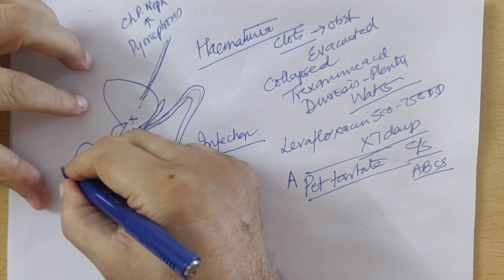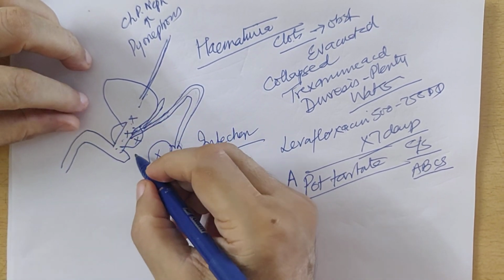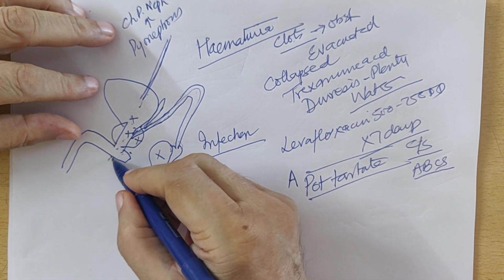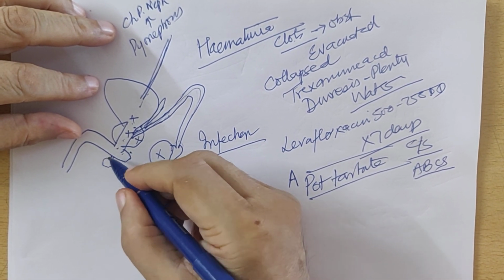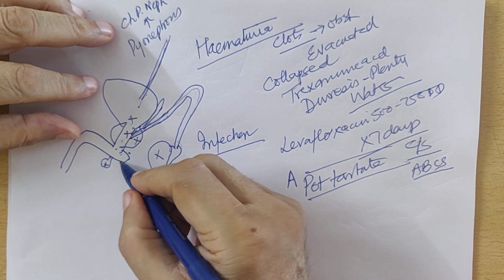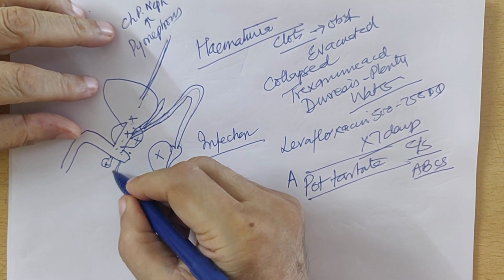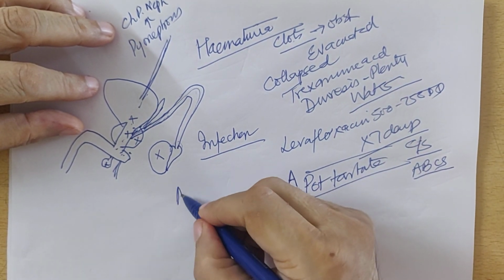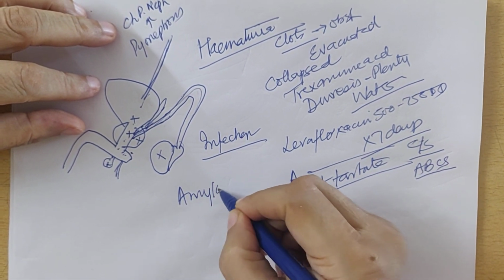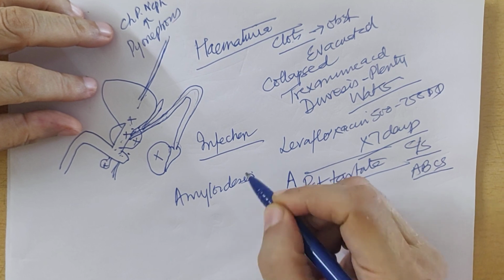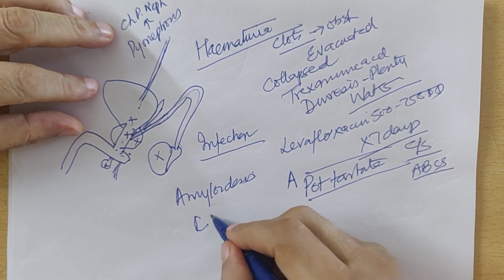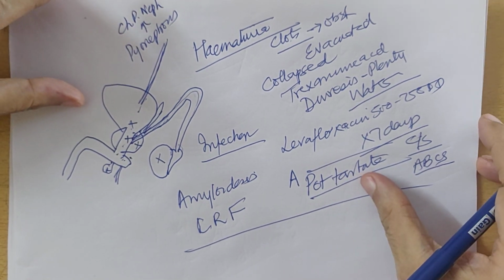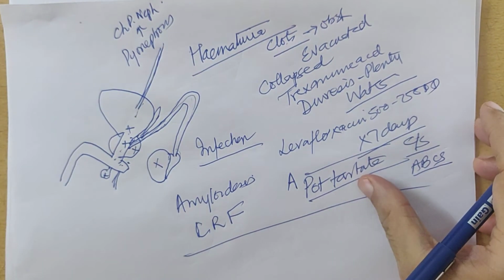In the perineal or penile urethra, there can be urethritis, there can be periurethral abscess, and there can be urethral fistula. And if infection persists for a long period of time, there may be amyloidosis or chronic renal failure. So these are the complications of the neurogenic bladder.